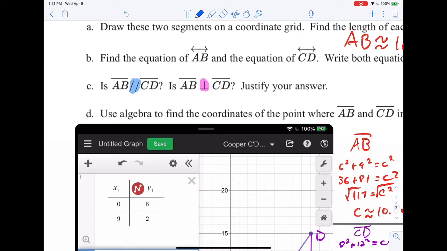Hopefully you found if two lines are parallel, they have the same slope. If two lines are perpendicular, on the other hand, they have opposite, which means plus to minus or minus to plus, reciprocal, which means the numerator and the denominator flip, opposite reciprocal slopes.